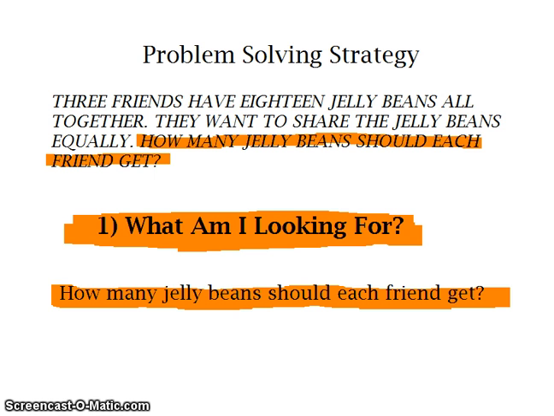So let's take a look and see what we are looking for. Most times when you have a word problem, what you are looking for is followed by a question mark. In this question, how many jelly beans should each friend get is what I am looking for.